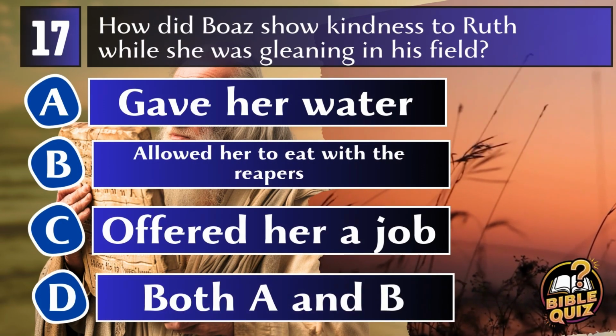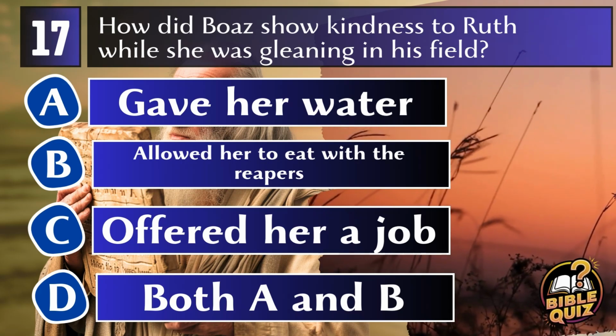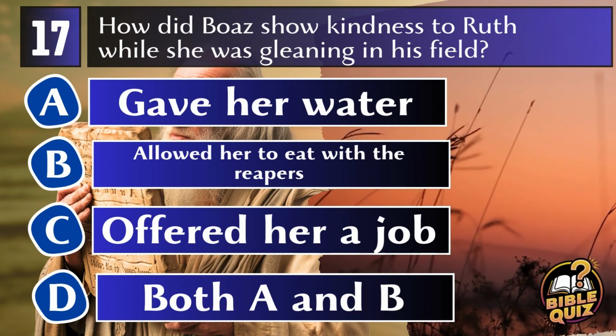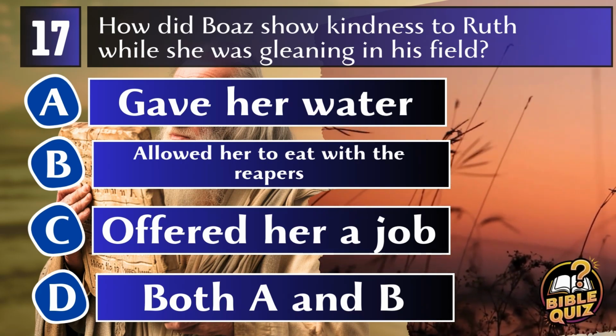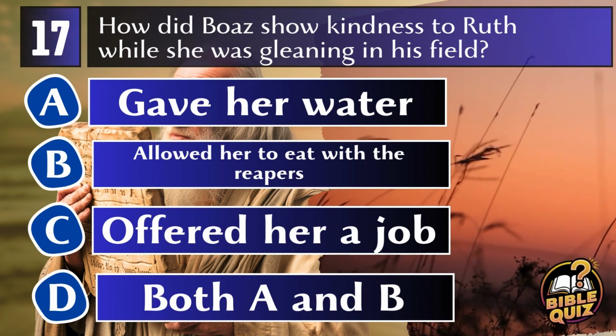Question 17. How did Boaz show kindness to Ruth when she was gleaning in his field? A. Gave her water. B. Allowed her to eat with the reapers. C. Offered her a job. D. Both A and B.